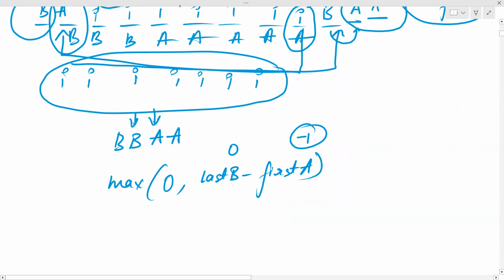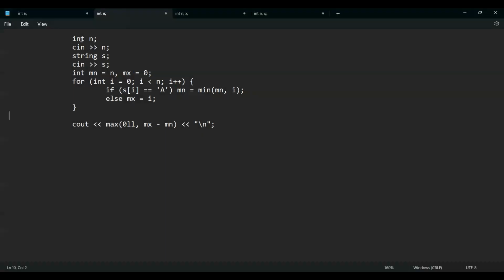Is it clear? Okay, so let me show the implementation. So this is the implementation. In this, I have first taken n as input, then I have taken string s as input. This is the first position of A. This is the last position of B. Don't worry about the 0 LL.